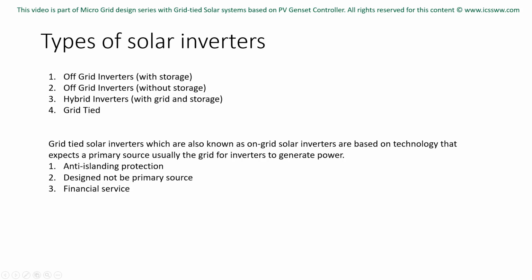Reason number 2. By technology, these solar inverters cannot be the primary source of energy because they cannot generate and inject power on their own. They only generate if grid, which is the primary source, is available. You can consider inverters based on grid-tied technology as good to have or inverters in a supporting role.